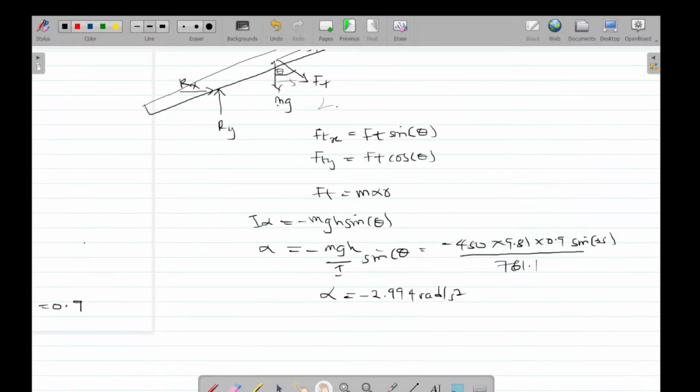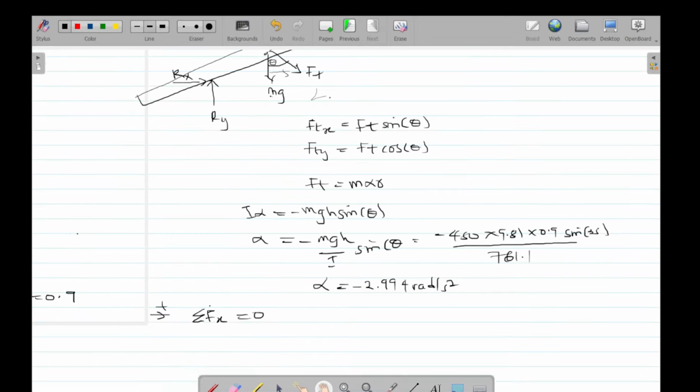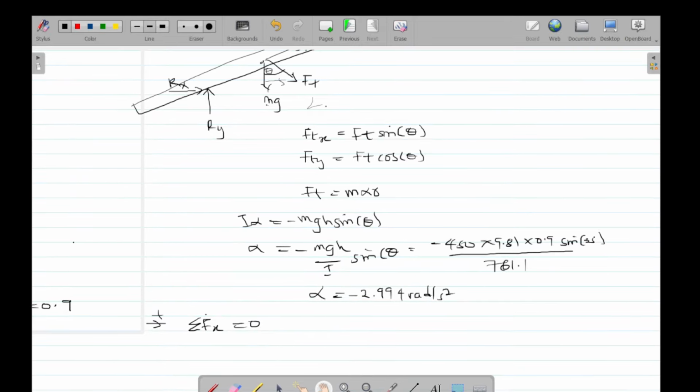Now determine the reactions. Say the sum of forces in the x direction, such that going to the right is positive, is equal to 0. So we have Rx plus Ftx equal to 0. This implies Rx is equal to minus Ftx.